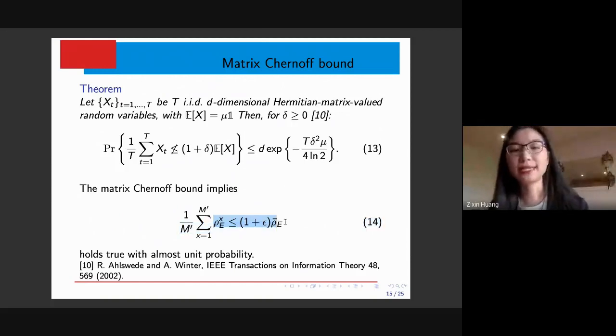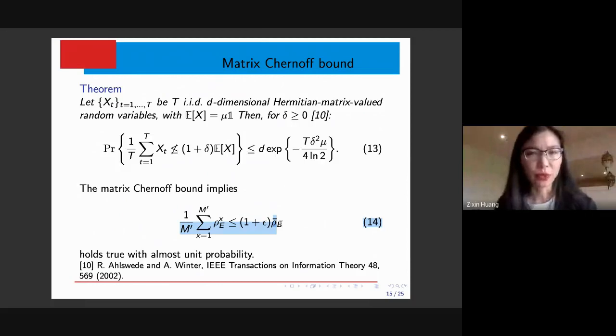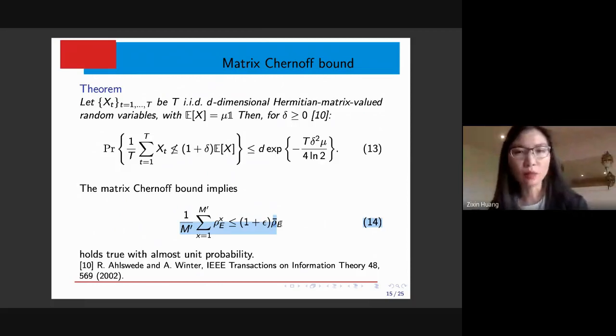So if we apply this to the first term, we show that the first term is less than 1 plus epsilon multiplied by the mean state, which for us is a maximally mixed state. We actually have to use a slightly more complicated version of the matrix Chernoff bound in order to account for photon bunching, but I won't show you that here.